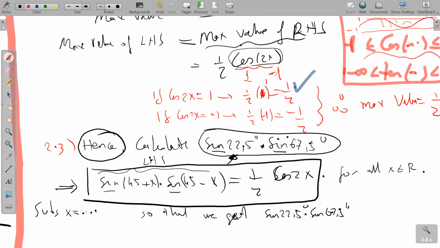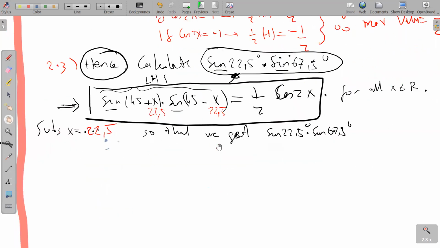Which x value do we have to substitute in the question so that we can get sine 22.5 and sine 67.5? This is very easy, but it's the first time you meet a question like this. You have to put x equals 22.5. This is 1 mark. And substitute, 1 mark, of course, and answer 1 mark. So this is 22.5. Substitute this.